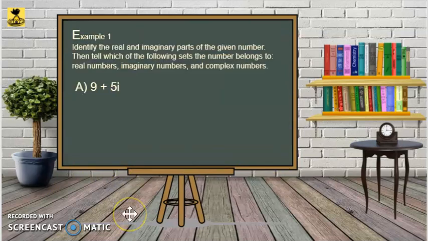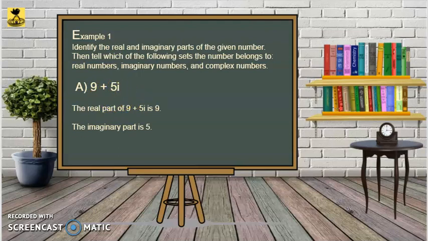So let's have an example for your understanding. Identify the real and imaginary parts of the given number. Then tell which of the following sets the number belongs to: real numbers, imaginary numbers, and complex numbers. So we have here 9 plus 5i. The real part of 9 plus 5i is 9. This is the real part here. And the imaginary part is 5, because it's the multiplier of i.